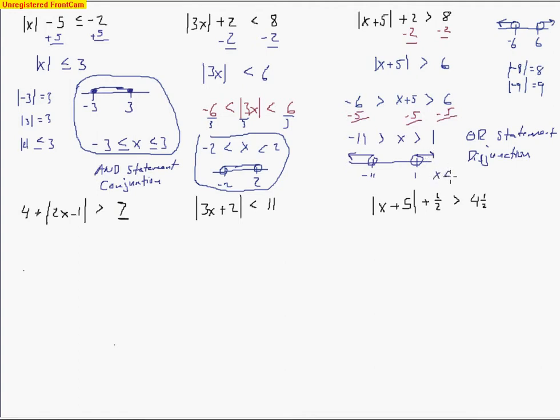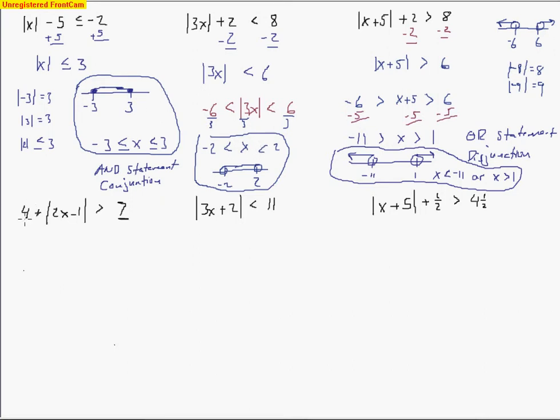So the way you're going to write it is as x is less than negative 11 or x is greater than 1. So that's the way I want you to write the answer for just the or statements. With the and statements, you can write them as values in between, because they are in between.